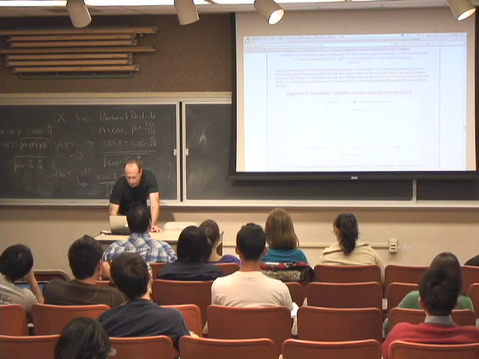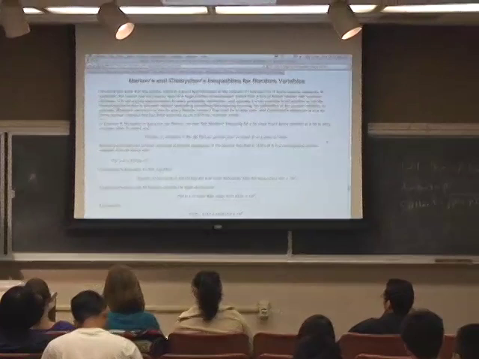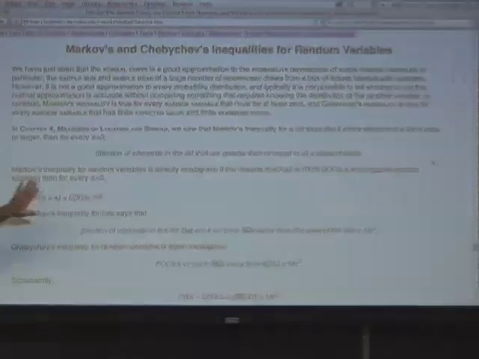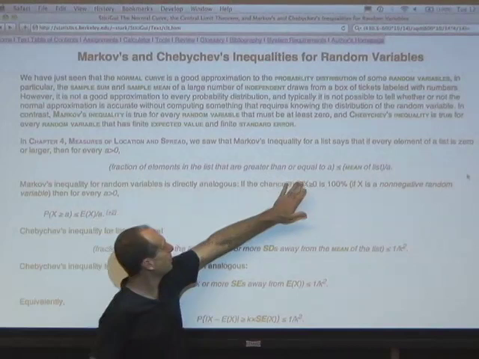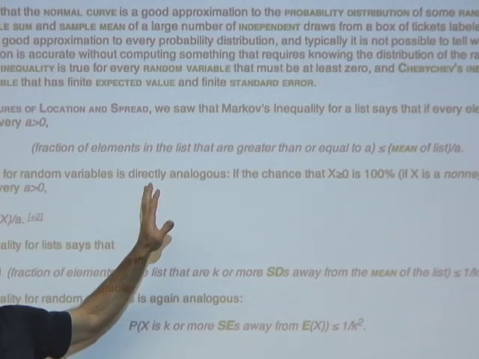Let's talk about Markov and Chebyshev. These are exactly analogous to Markov's inequality and Chebyshev's inequality for lists. Markov's inequality for lists says the fraction of elements in the list that are greater than or equal to A can't be any bigger than the mean of the list divided by A, if every element of the list is 0 or bigger. If you have a non-negative list of numbers, then the fraction of elements that are big can't be that big, or the mean would be big. It can't be a large multiple of the mean.